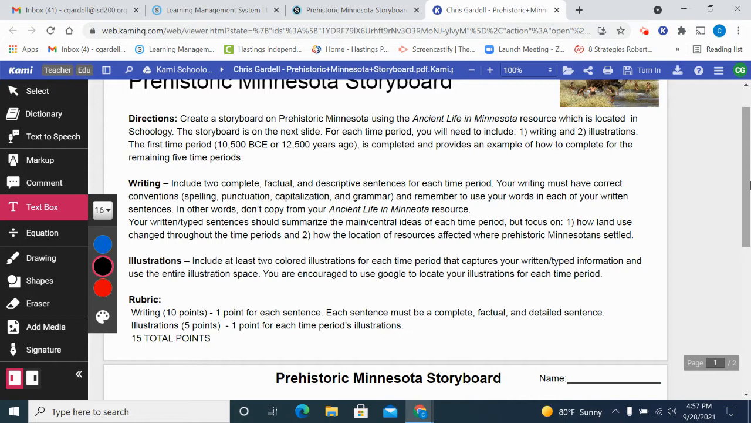The rubric is basically as simple as this. There's 1 point for each sentence, and because you have to have 2 sentences for each of the 5 time periods, it's worth 10 points. And then you need to include at least 1 image or illustration for each time period. So in the end, it is a 15-point project.